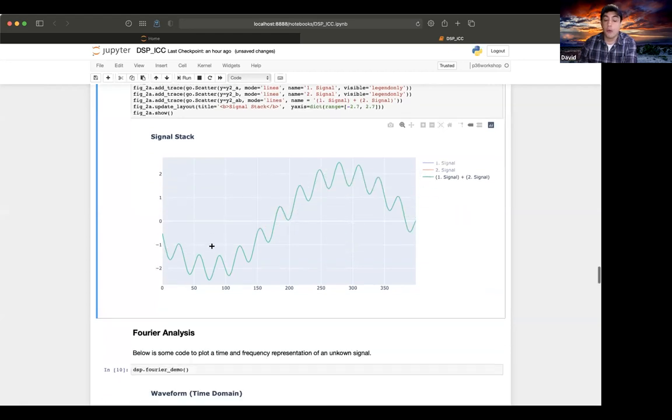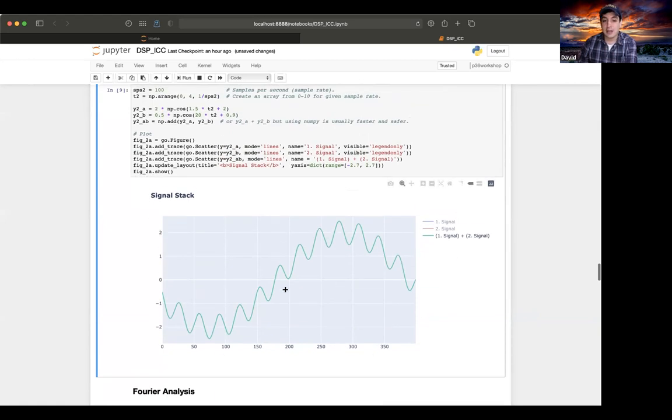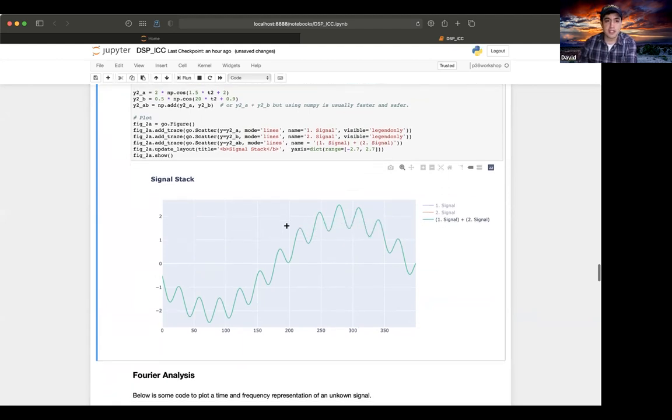We'll get into a Fourier analysis in a little bit, because the Fourier analysis builds off of this signal stacking, and specifically with sinusoids, so sines and cosines. Any questions?